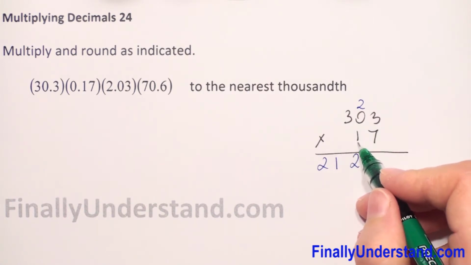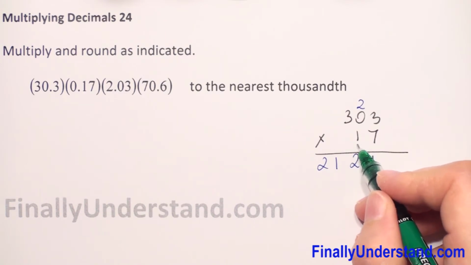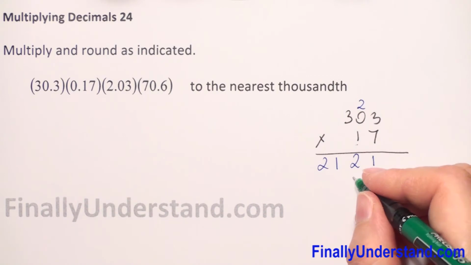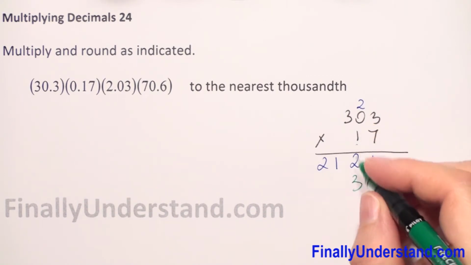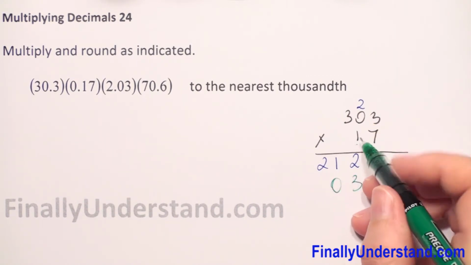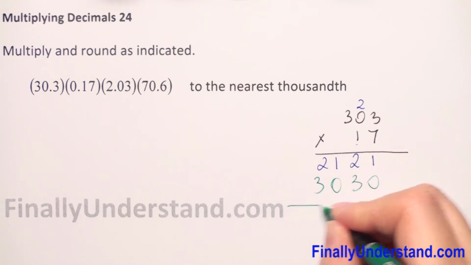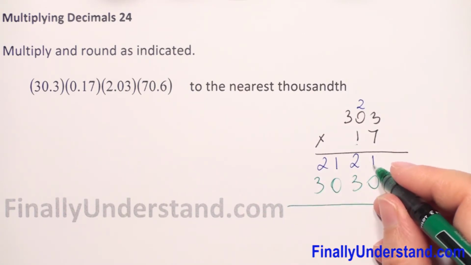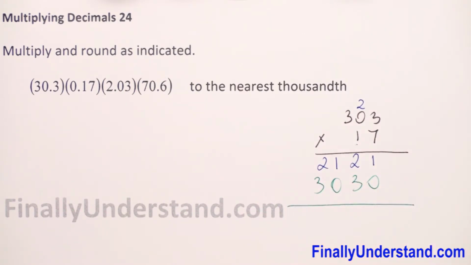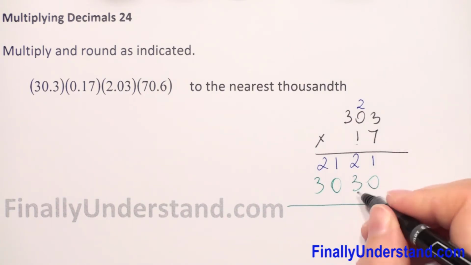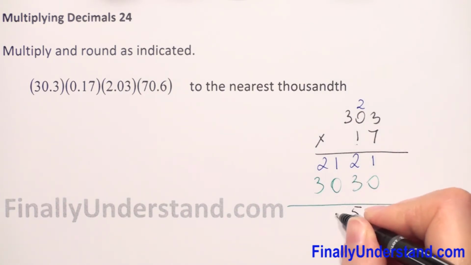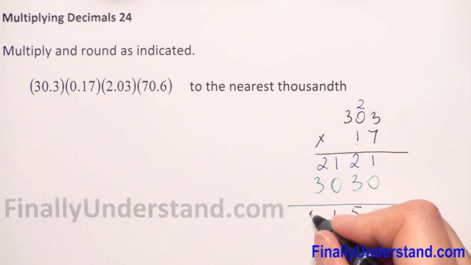Next we have to multiply by 1 every number in the first row. This is the second digit to the left, so this is the 10s column. So 10 times 7 is 70. 1 times 0 is 0. 1 times 3 is 3. And now we add: 1 plus 0 is 1. 2 plus 3 is 5. 1 plus 0 is 1. 2 plus 3 is 5.